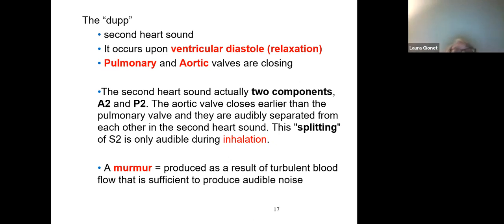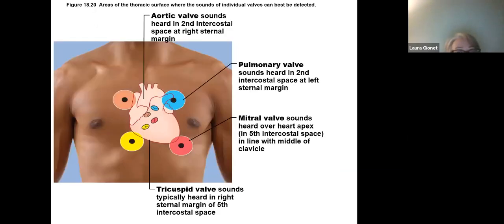So you want to listen to what's happening in each valve to make sure that blood is passing through appropriately. One produces more of a rumbling sound, one is more of a whistling sound. You'll develop that skill as you progress through your education.